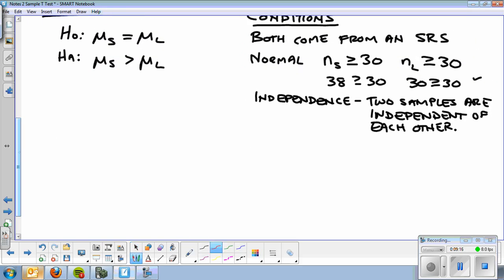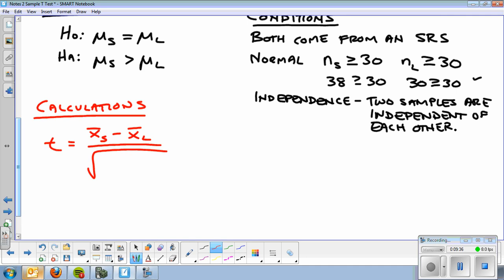Okay, so in the calculations, we're going to write our formula out. T equals X bar L, whoops, let's do S, minus X bar L over the square root of the standard deviation of S squared over N_S plus the standard deviation of L squared over N_L. Now, we do have this part, I'll write it in black. It ends up being 0, so I don't end up writing it, mu S minus mu L. Again, we're assuming that that equals 0, so we don't really need that as part of the formula.